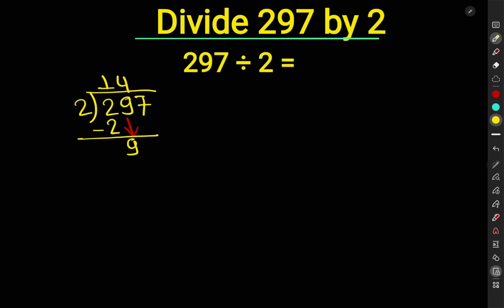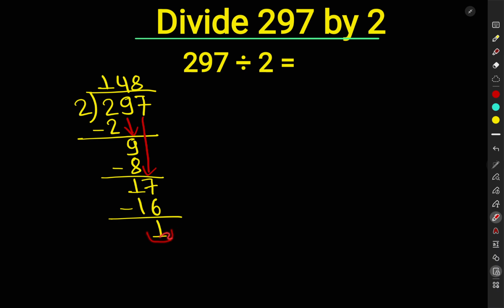So 2 times 4 means 8. On subtracting we get 1. So now this 1 is less than 2, so we put down the number beside this 7. So it became 17 and 2 times 8 means 16. On subtracting we get 1.